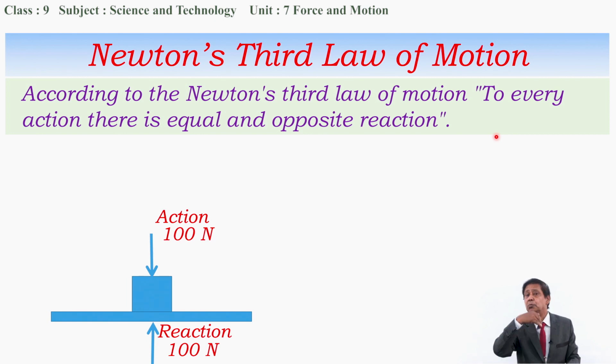And if the first body applies force on the second, then the second also applies an equal amount of force on the first, but in the opposite direction. One is called action. Because of action, reaction force is produced. This is the explanation of Newton's third law of motion. This is the law which is seen on this screen.